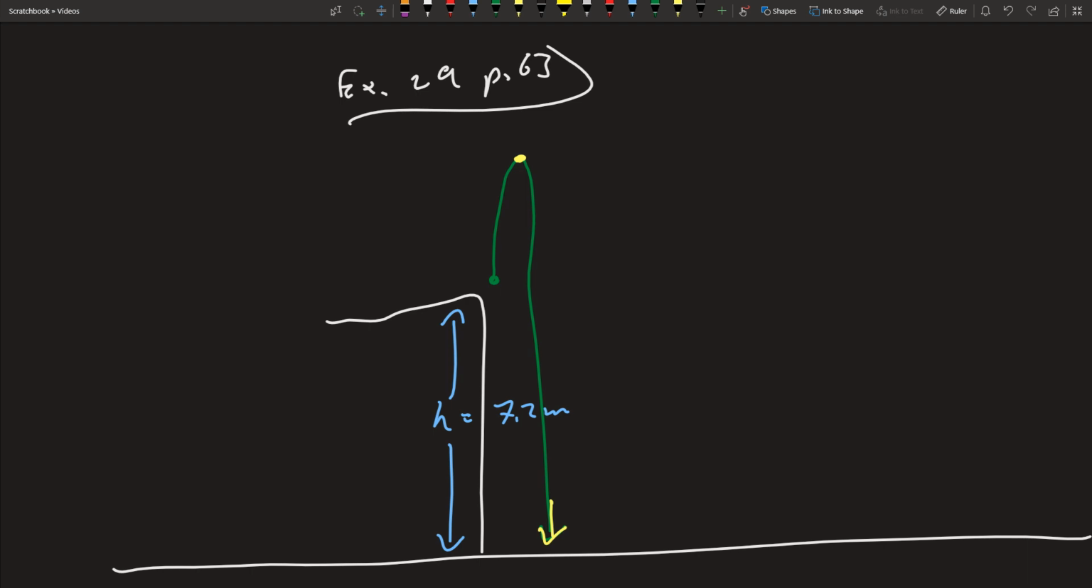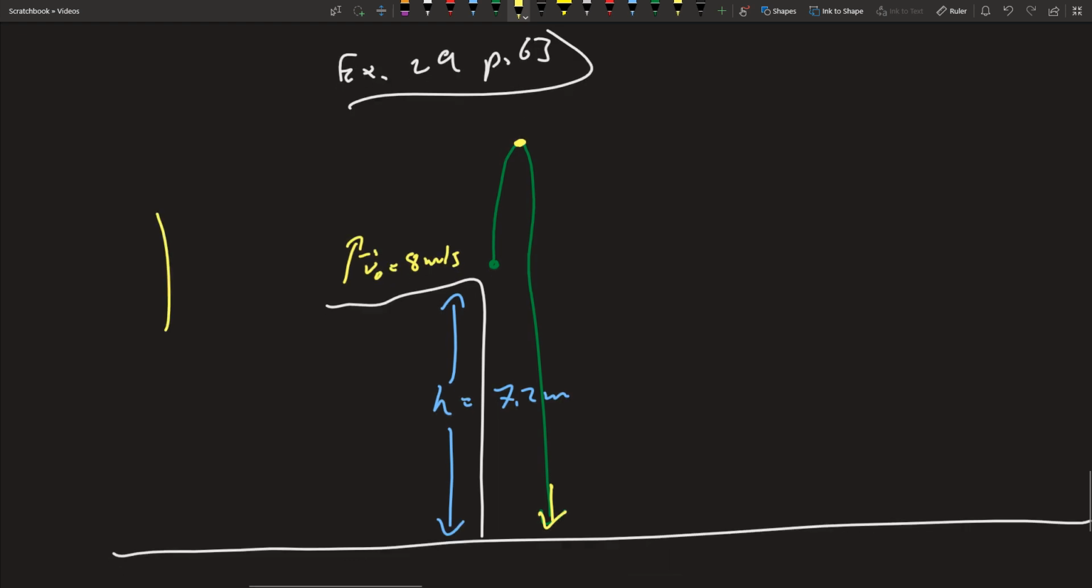We know that the initial velocity is upwards, equal to 8 meters per second. We'll choose the positive sense being upwards, okay? That means the initial velocity is positive, the final velocity should be negative, and the height is positive. How do we do it?